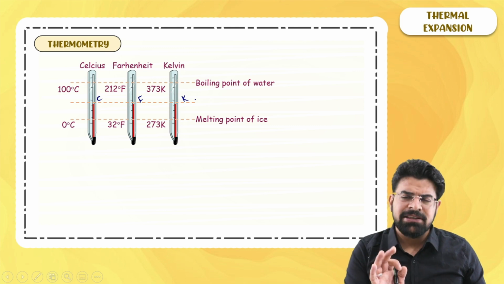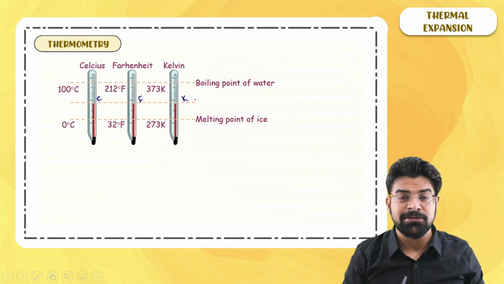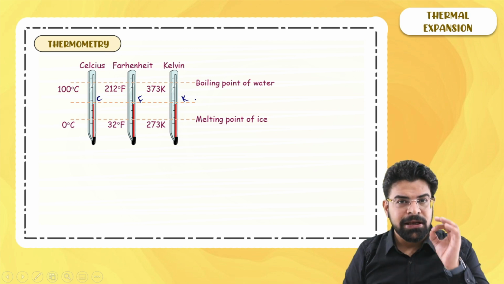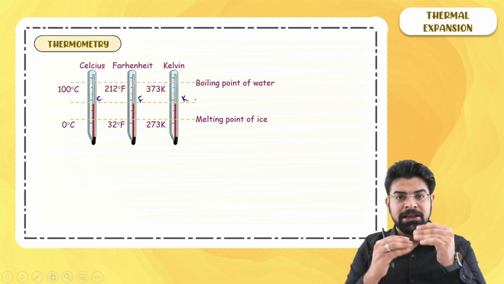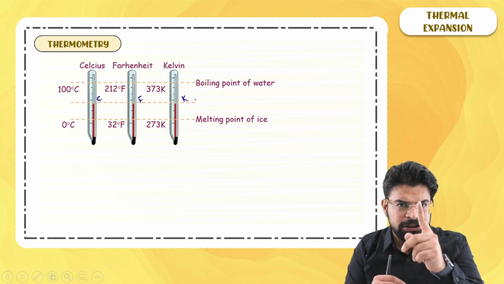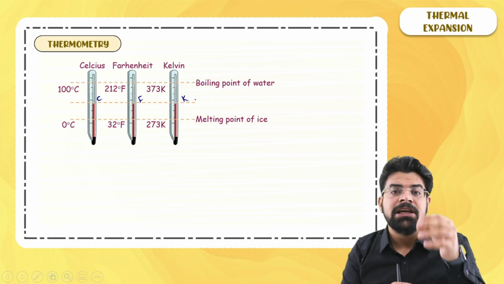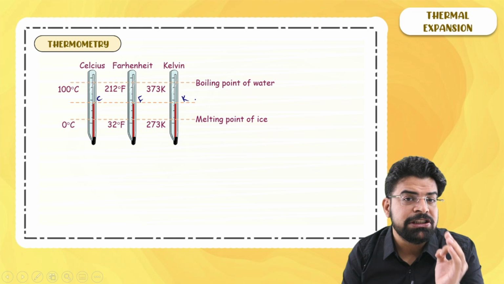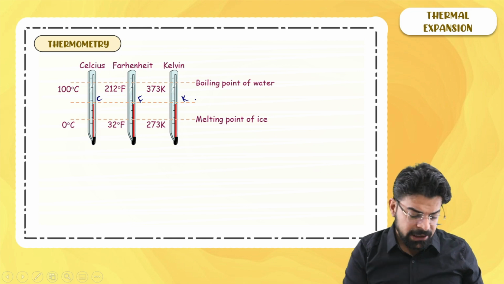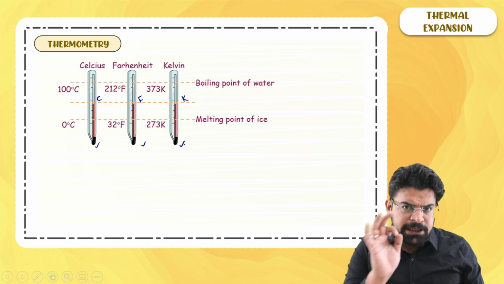To find this, there is a very simple formula, and this works on all linear scales. Sir, what are linear scales? Linear scales are the ones in which the change in the reading is directly proportional to the change in temperature. So let's say we have these three linear scales, and for all linear scales, you can use this particular formula.